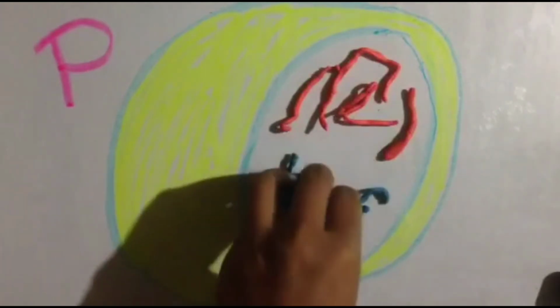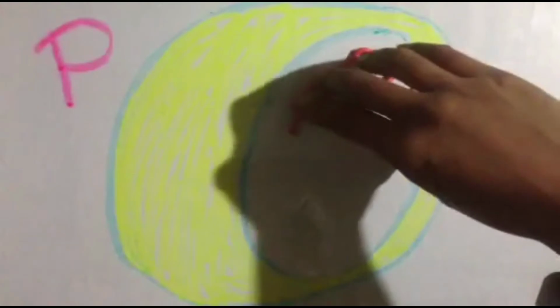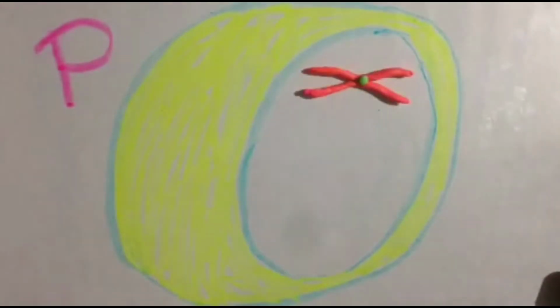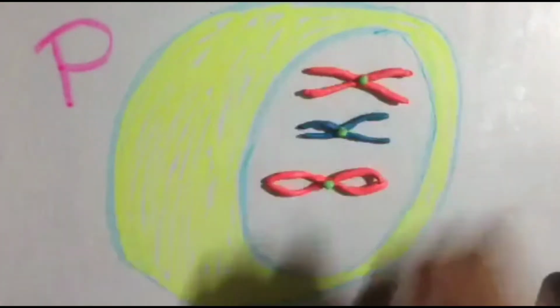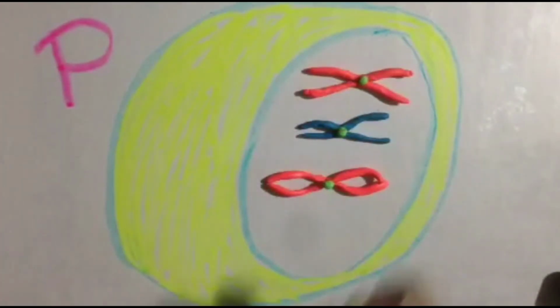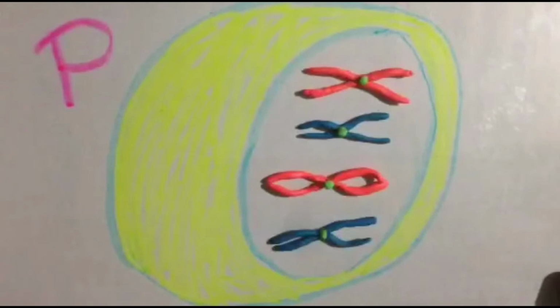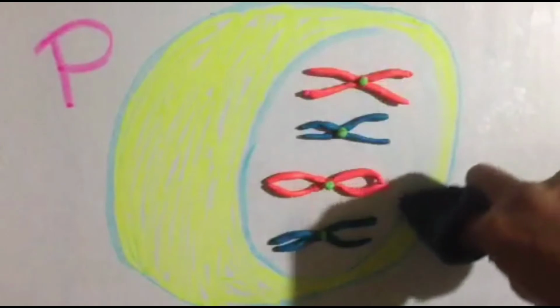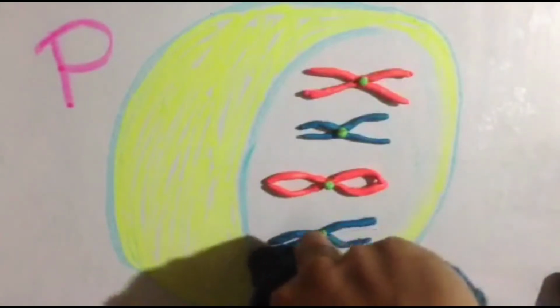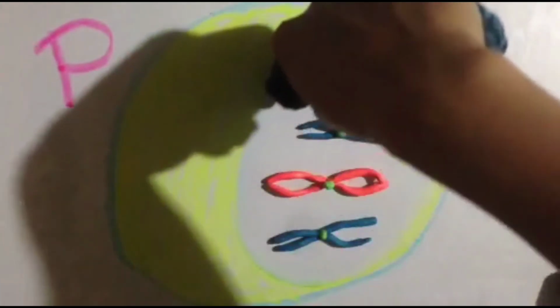During the first stage of mitosis, that is prophase, the chromosomes become visible and can be seen clearly under the microscope, and the nucleolus and the nuclear membrane disappear. The spindle fiber elongates to attach to each chromatid at the centromere.